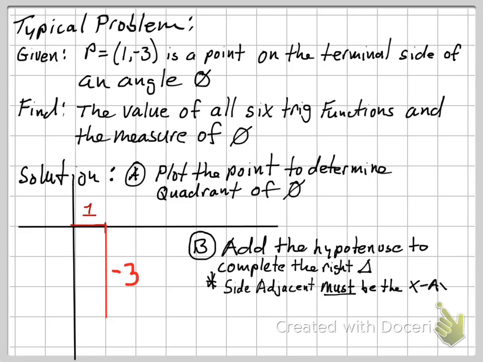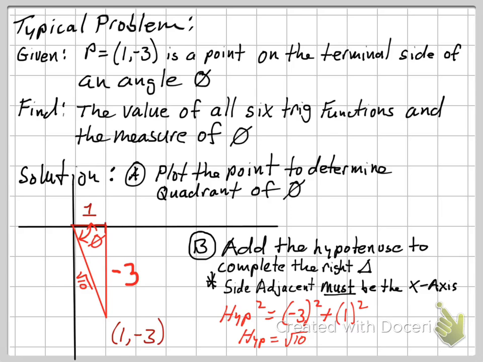And this is a critical point. The side adjacent must be the x-axis. So when I complete my right triangle, you notice my reference angle theta there, that side adjacent of 1 is along the x-axis. That is always how you need to make the right triangle. Now that I've got a hypotenuse, an adjacent, and a side opposite, I can easily calculate all my trig functions. All right, let's do that.